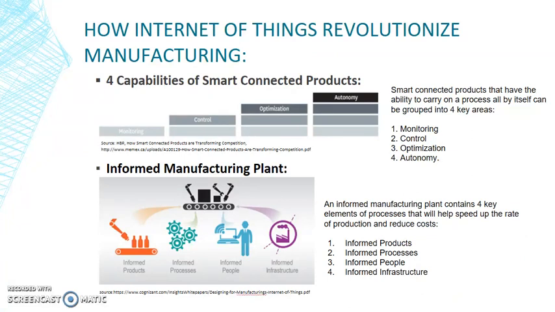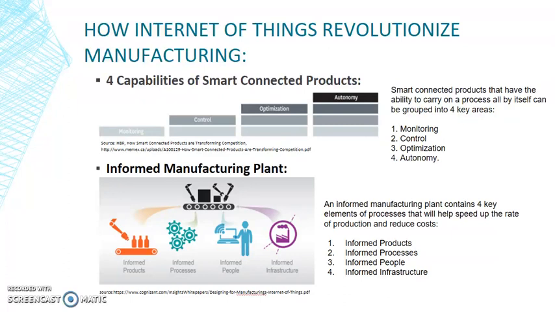So, how did the Internet of Things revolutionize manufacturing? Smart connected products that have the ability to carry on a process all by itself can be grouped into 4 key areas: monitoring, control, optimization, and autonomy, each building on the preceding one. For the first step, sensors and external data sources enable the comprehensive monitoring of the product's conditions, the external environment, the product's operation, and usage.